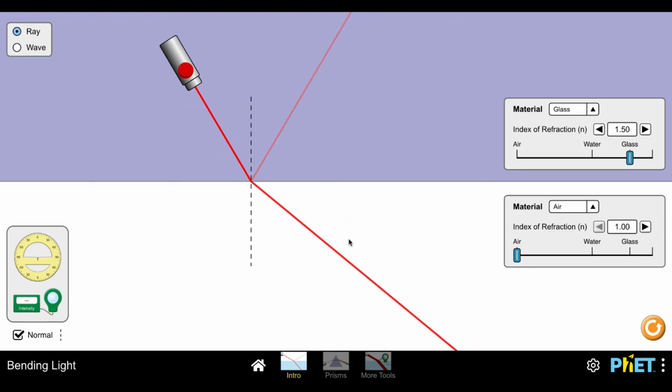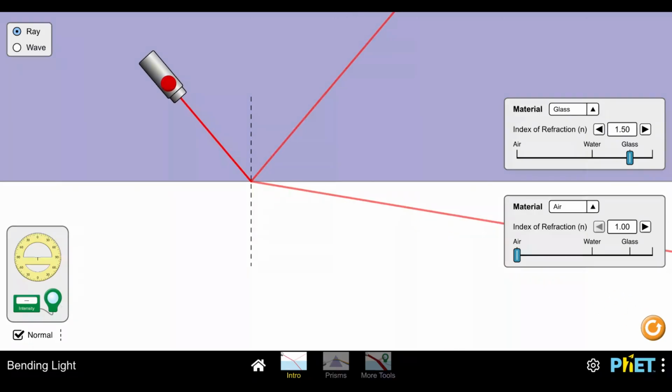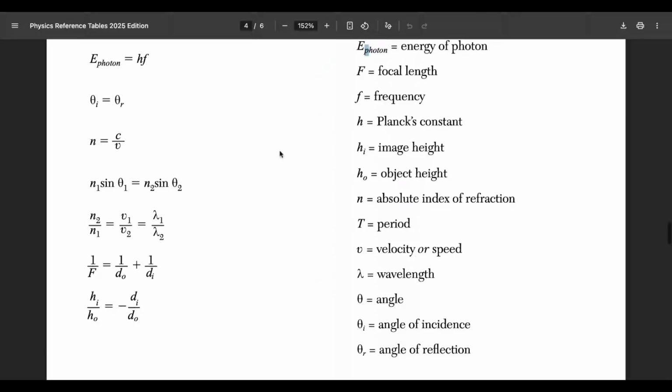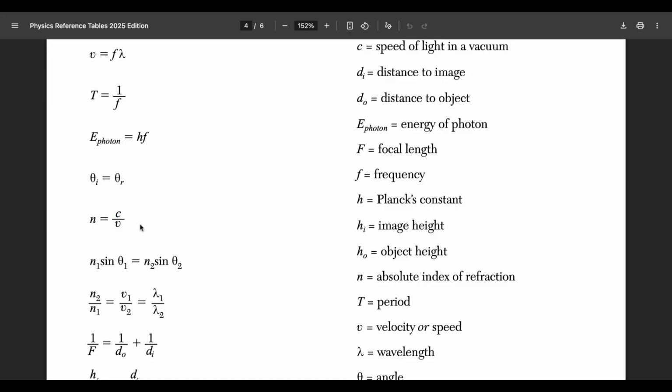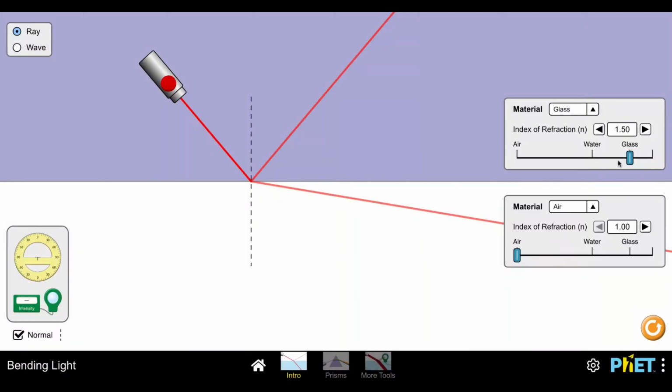Sometimes it will refract. Don't worry, we're going to get to all of that later. But this is just something really cool. Now, you see this index of refraction here. And what does the index of refraction tell you? Index of refraction is just the ratio between the speed of light in a vacuum and the speed of light in whatever material you're looking at. So if I, in this case, have an index of refraction of 1.5, all this is telling me is that the speed of light in a vacuum is 1.5 times faster than the speed of light in glass.